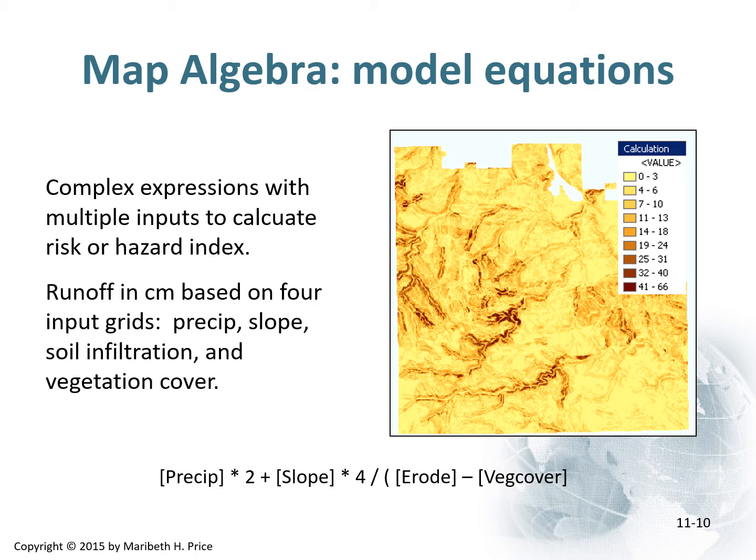For example, here is one that's looking at the likelihood of erosion, and so it looks at runoff in centimeters based on a couple of different inputs: precipitation, slope, soil infiltration, and vegetative cover. It's got these various data inputs, and based on that it uses a mathematical equation that you simply input your layers into, and it gives you this new output here that basically shows you the amount of runoff you can expect.